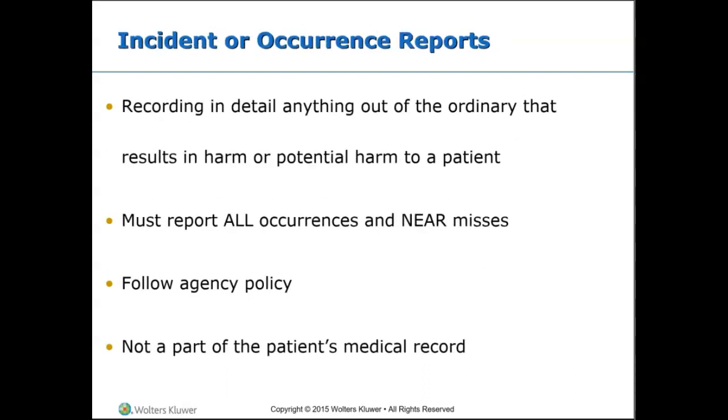Incidents or occurrence reports are a record of an unexpected occurrence. A near miss is when something almost went wrong, but someone caught it before it happened. These are not part of the patient's record. These are completed and are stored and tracked by the agency, and it is specifically the agency's risk management department. These reports are used to track problems, identify areas for improvement of systems or procedures or building design, maybe communication patterns, policies, all of these things that may need to be improved.